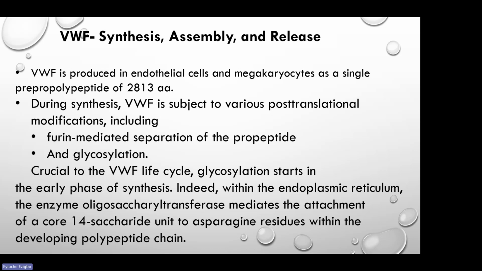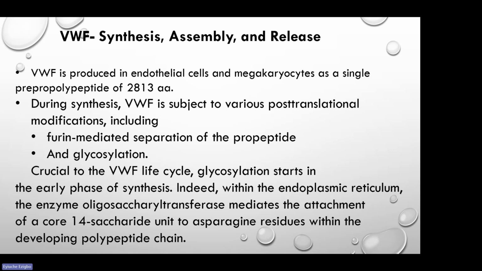So von Willebrand factor is produced in endothelial cells and megakaryocytes as a single polypeptide of 2813 amino acids. During synthesis, von Willebrand factor is subject to various post-translational modifications, including furin-mediated separation of the propeptide and glycosylation. Crucial to the von Willebrand life cycle, glycosylation starts in the early phase. We are going to see a diagram that represents this process.